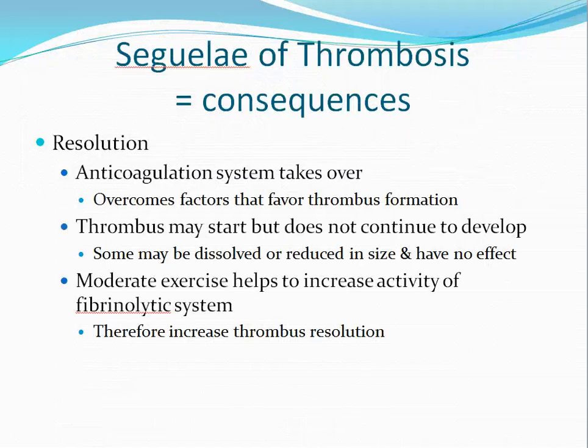We've looked at how a thrombosis forms. Now, what are some of the consequences of a thrombosis? One consequence might be resolution. It resolves itself. The anticoagulation system in this scenario would take over and overcome the factors that favored the formation of a thrombus to begin with. A thrombus may start but does not continue to develop.